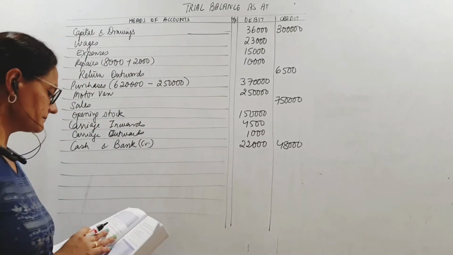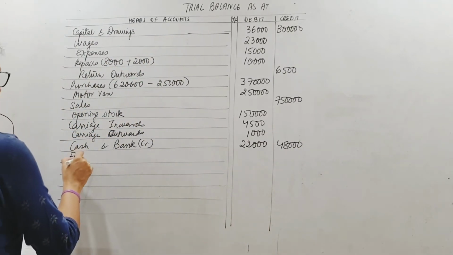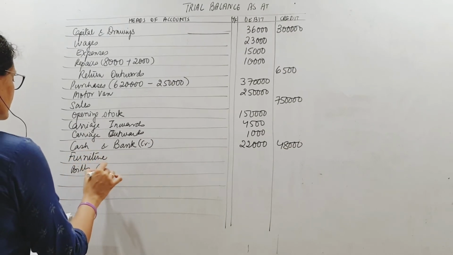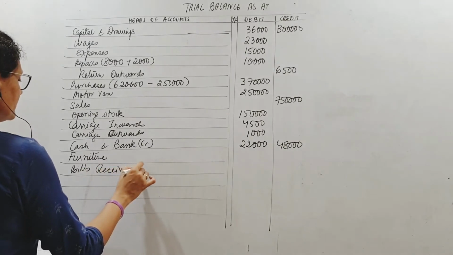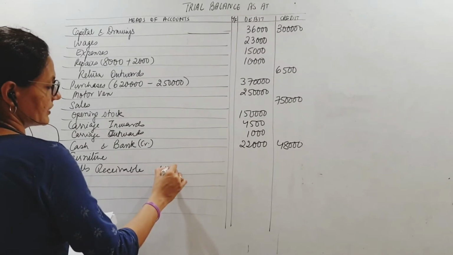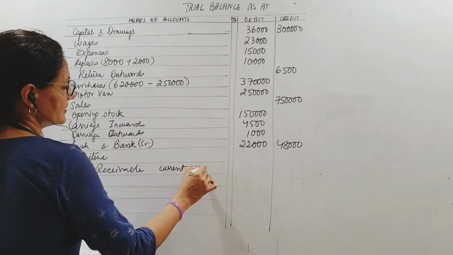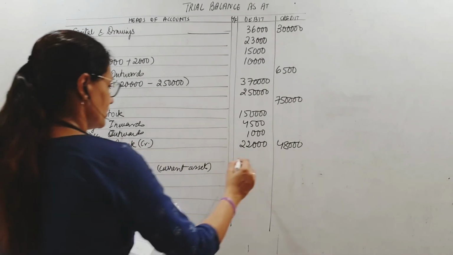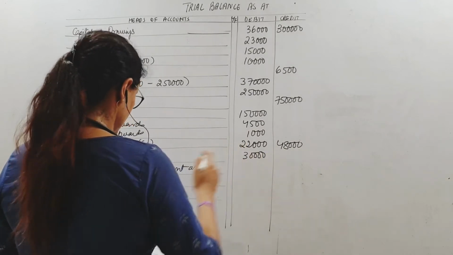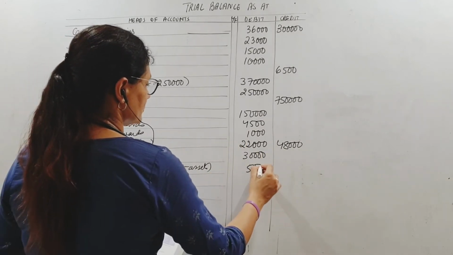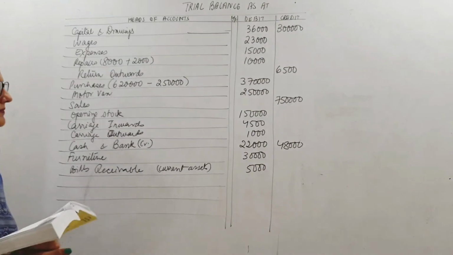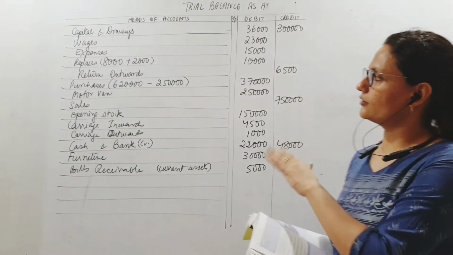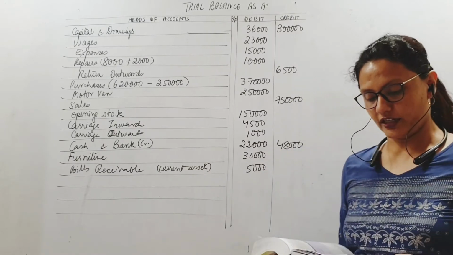Okay. Then we have furniture and bills receivable. I told you bills receivable is a current asset because the debtors have given to us in writing that we will pay you within a stipulated time. So furniture is 30,000 fixed asset, bills receivable 5,000 current asset. Done? Till here, okay?